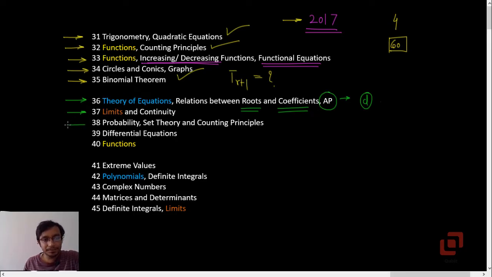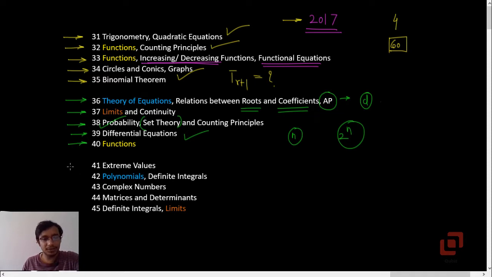In 38, the first part of the question involves set theory, or how to find subsets of any set. So it requires you to know that if our set has n elements, then there are 2 raised to n subsets, and after that the question switches to probability. Then question number 39 is based on differential equations, and particularly it is based on systems of differential equations. So I'll talk about that later when we actually solve the question. The 40th one is again based on functions.